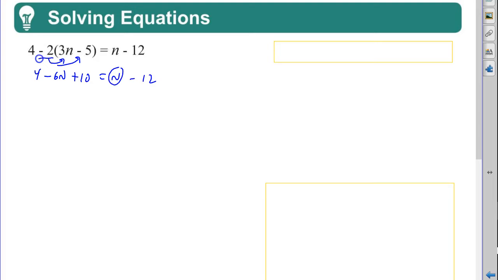I'm going to add a negative n to both sides, so that's going to give me a negative 7n on the left. I'm going to add a negative 14 to the other side, and that's going to give me a negative 26. Hopefully you agree.